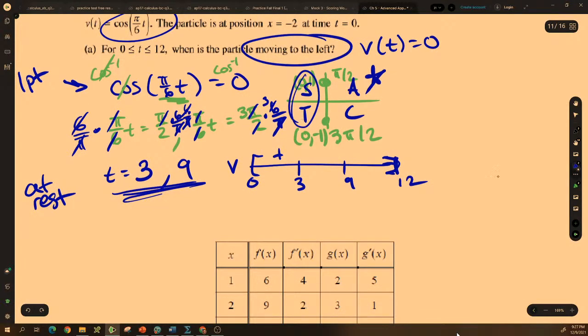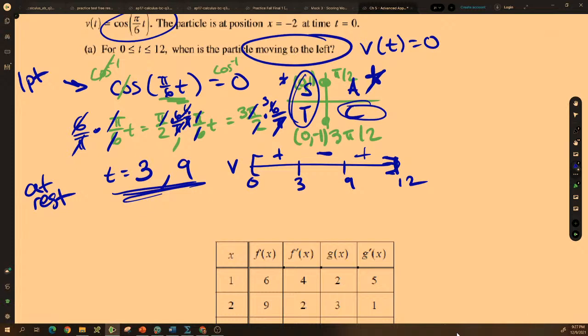So cosine of 4 pi over 6 is cosine of 2 pi over 3. That's 1 less than the denominator. That's the sine quadrant. So we get a negative answer. If I plug in, say, 10 or 11, I get like cosine of 11 pi over 6. That's 1 less than double. That's this cosine quadrant. We get positive.